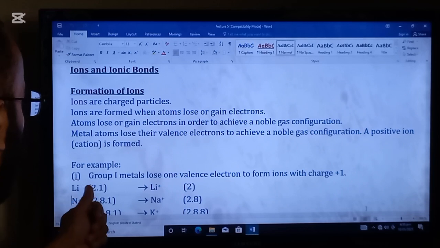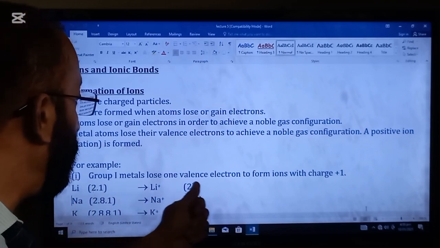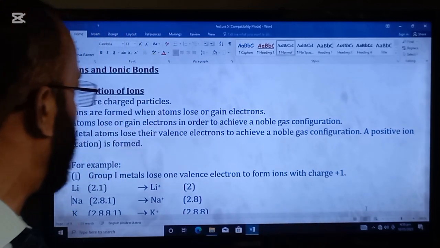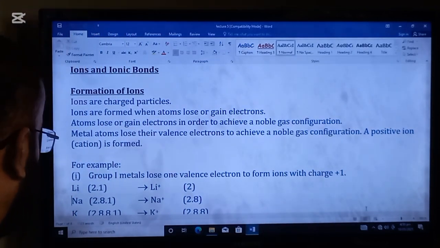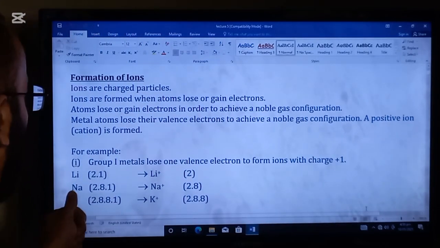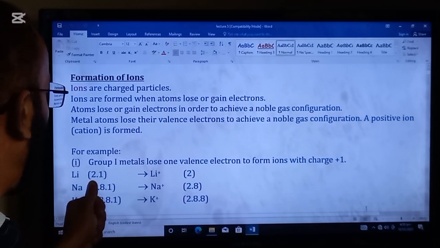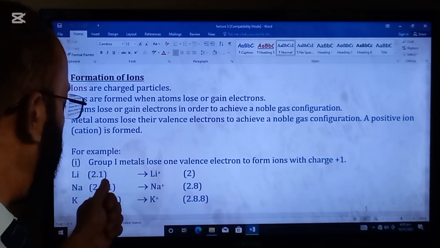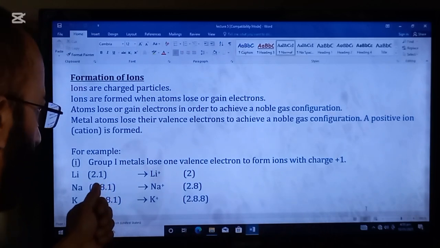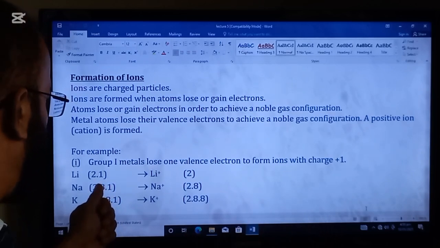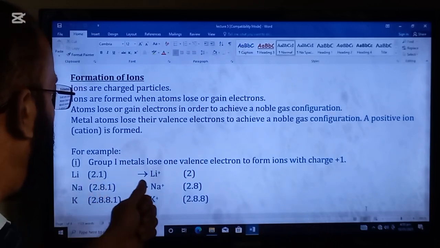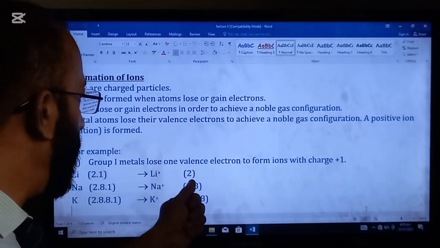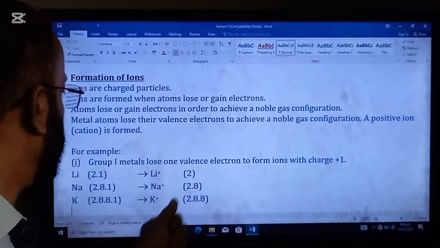Examples are here. Group 1 metals lose 1 valence electron to form ions with charge +1. For example, lithium's electron configuration is 2,1. The last electron will be lost to get noble gas configuration. So lithium will have +1 charge and the remaining electron configuration will be 2.